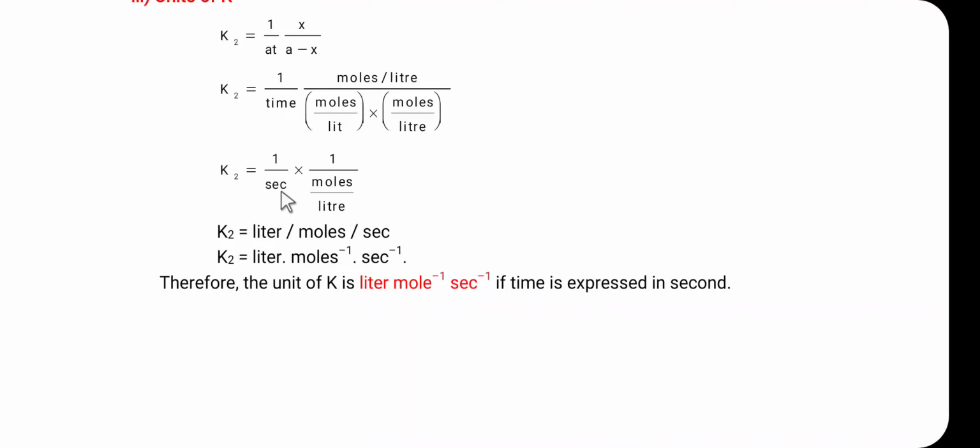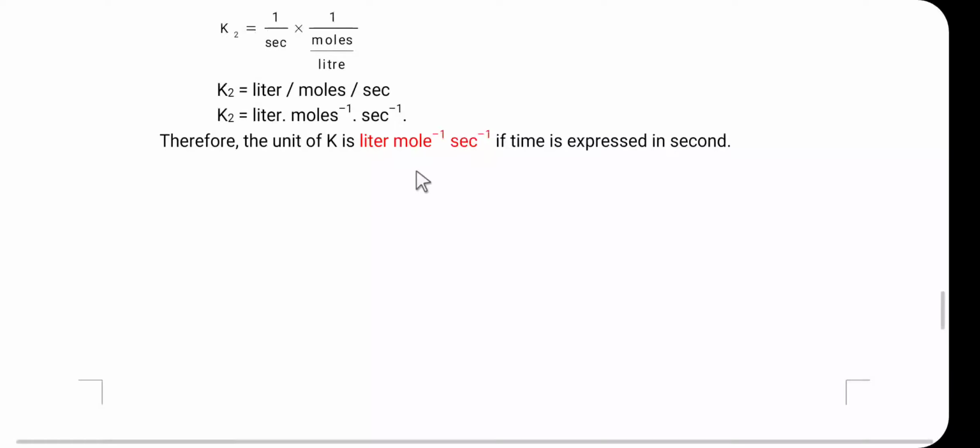If the time is given in the minute, then it is 1 upon minute. So here let us consider the time is in second. So 1 upon second into 1 upon moles per liter. So finally here k2 is equal to liter per mole per second, or here we can say that the unit for the velocity constant for the second order reaction is liter per mole per second if time is expressed in terms of second. If the time is expressed in terms of minute, then the unit is liter per mole per minute. So this is the third characteristic of the second order reaction.